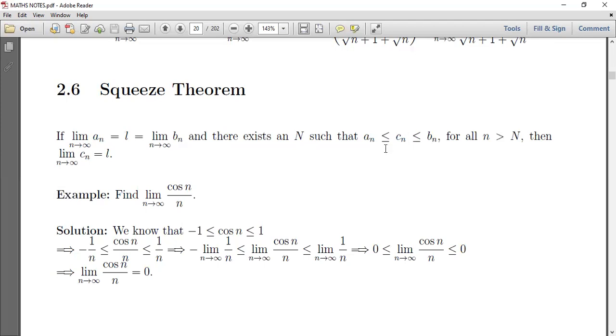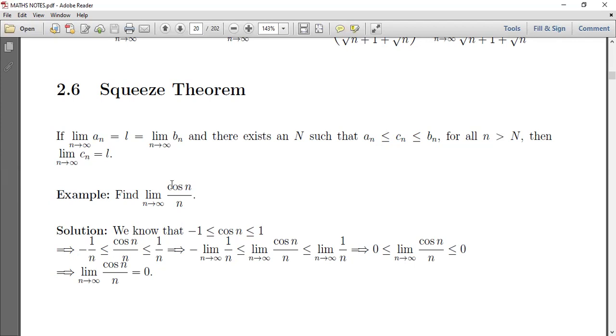Remember, we know the limit of an as L. We also know the limit of bn as L. So what is the limit of Cn? Cn is between an and bn. We know the smallest, we know the highest. So it means the limit of Cn is also L. Okay, that's the squeeze theorem. If the limit of an is L and the limit of bn is L, then the limit of Cn, which is between an and bn, is equal to L.